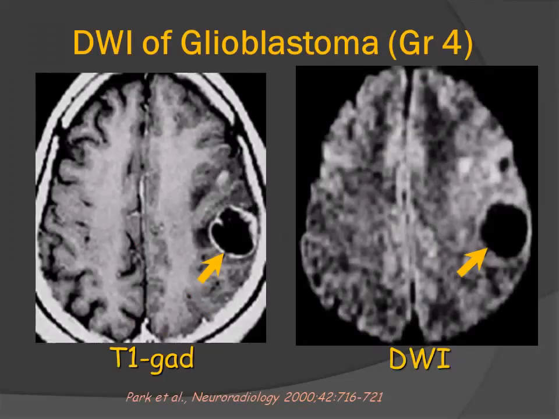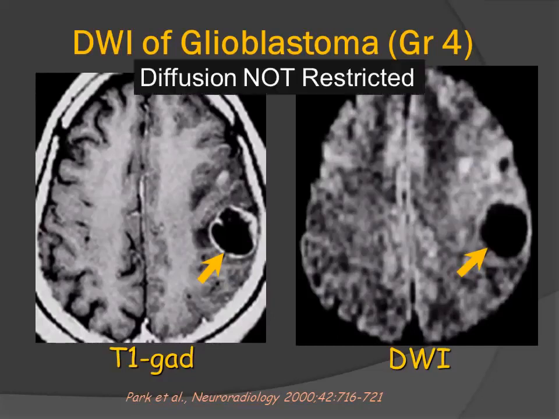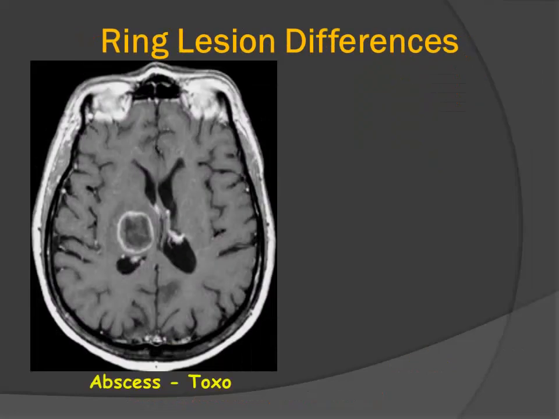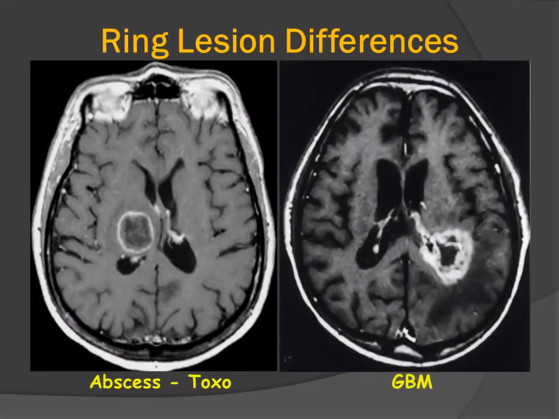If we look at a different case, we can see in this diffusion-weighted image of a glioblastoma a partially thin rim and yet a lateral thick rim, but we have an increase in diffusion and not restricted diffusion, and that's very suggestive that we have necrosis and not pus in an abscess. So the diffusion here is not restricted. Necrosis is bad.